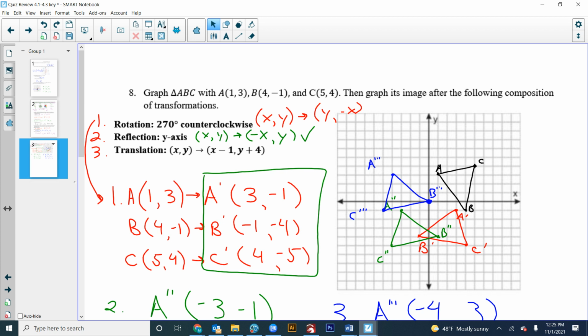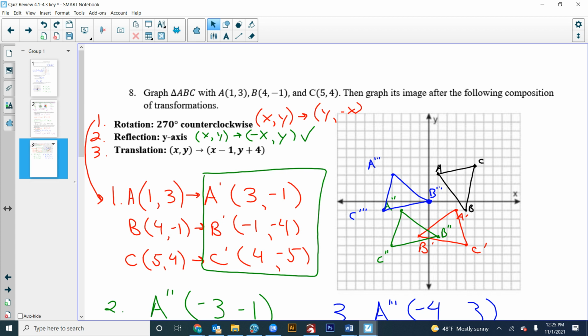I have 1, 3. If my rule is to take it and turn it into y, negative x, it's going to be 3, negative 1. And then I graph that point and call it A prime. Because we're going to label our points tomorrow in the quiz, aren't we? 3, negative 1, A prime. I take 4, negative 1 and I run it through the rule. I get positive 1, negative 4.